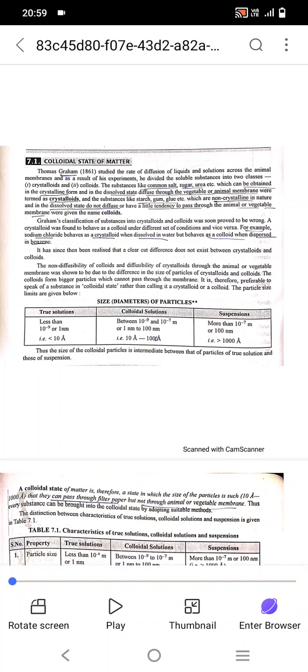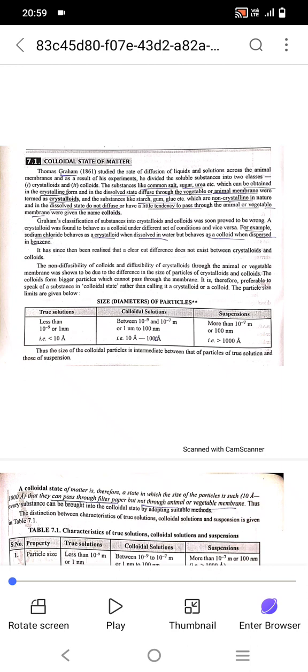Now I will tell you about the colloidal state of matter. Thomas Graham studied the rate of diffusion of liquids and solutions across an animal membrane, and as a result of his experiment, he divided soluble substances into two classes: crystalloids and colloids.